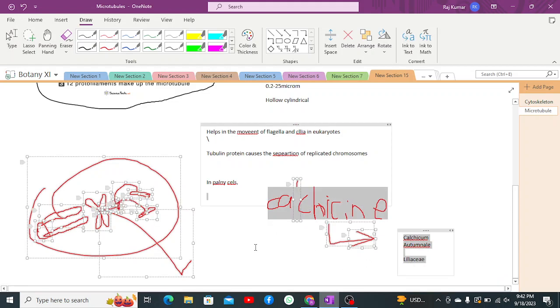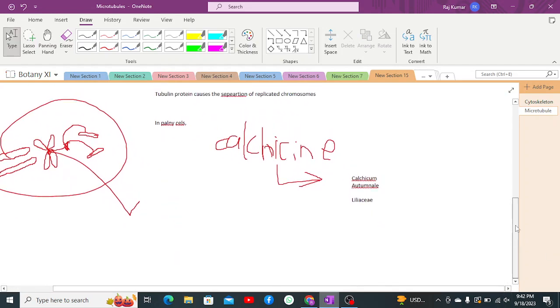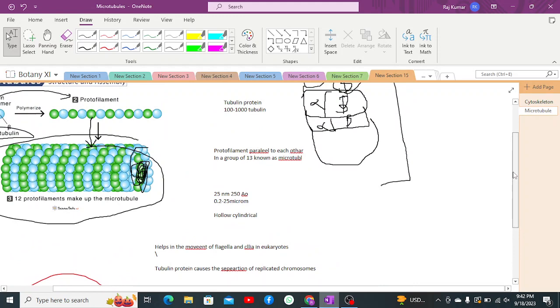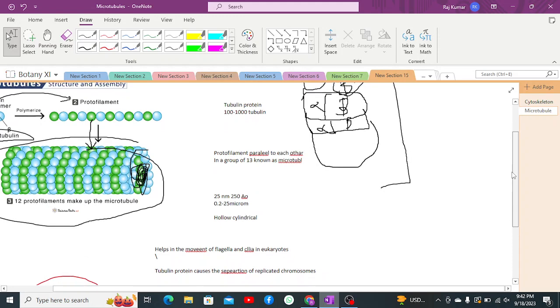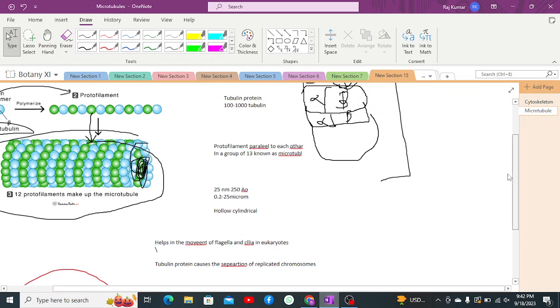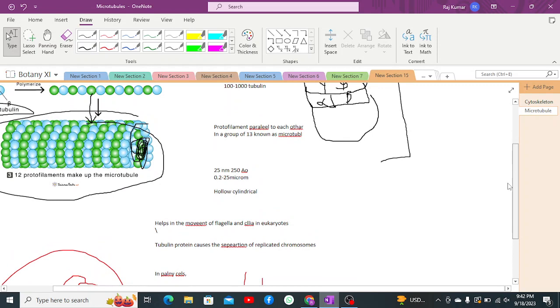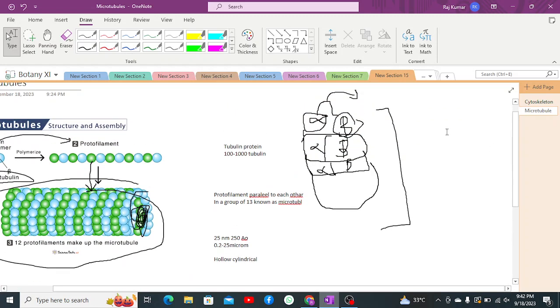So this is a brief intro about it. And what its functions are, we have discussed here precisely. This is the structure of microtubule, and these are the functions such as movement of flagella, cilia, basal body, helps in cell division, cell wall deposition, as well as helps in motility, as well as it helps in the process of formation of spindle fibers.